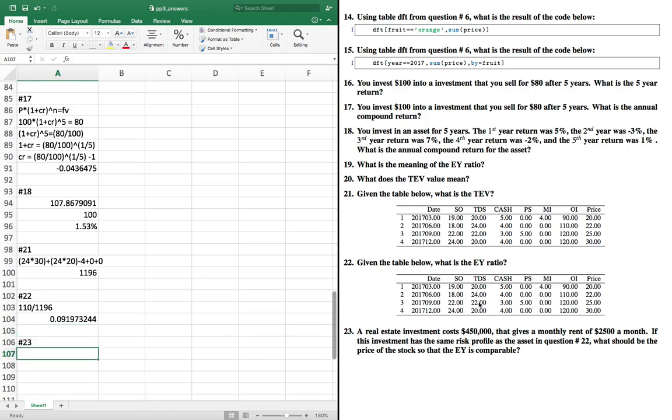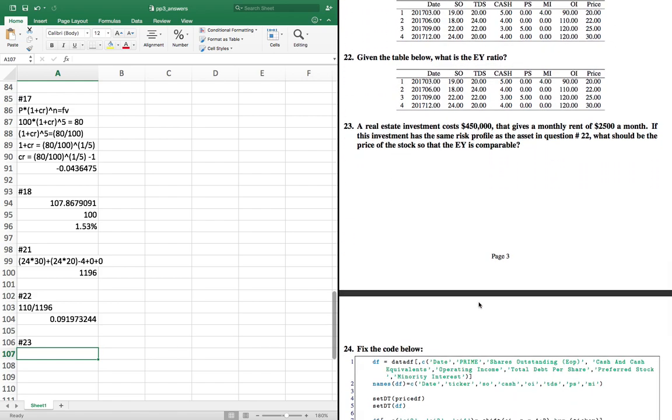All right. Come down to number 23, and here, finally, we get to an actual example of earnings yield in action. I have a real estate investment that costs $450,000. Let's say you want to buy a house in New Brunswick for $450,000, and you rent it out for $2,500 a month. If this investment has the same risk profile as the asset in question number 22.